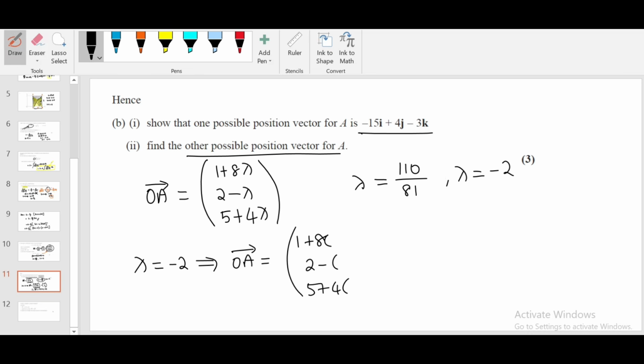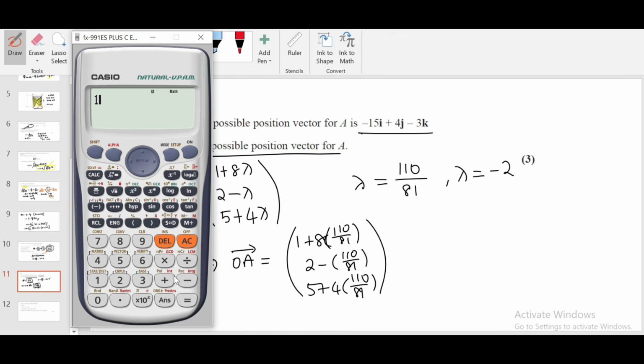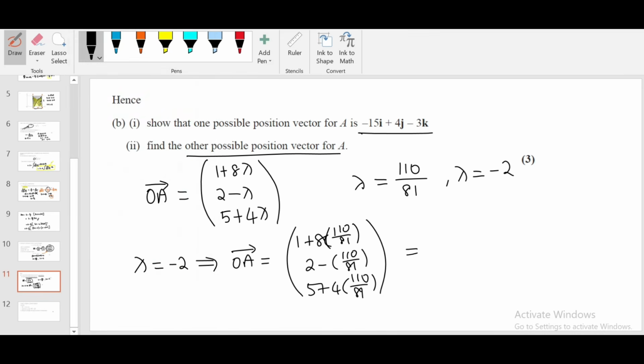Here replace lambda by 110 over 81. Calculate this: 1 plus 8 times 110 over 81, which gives 961 over 81. That's the first value.